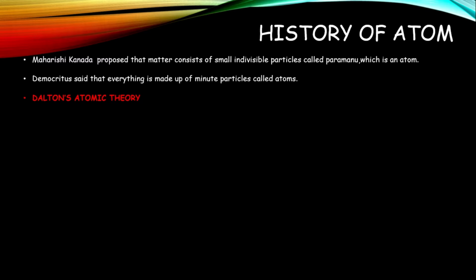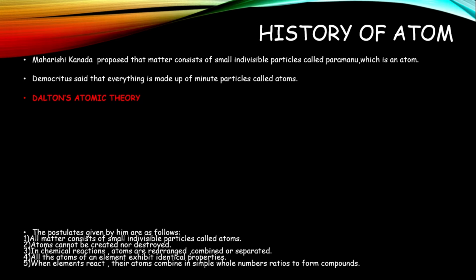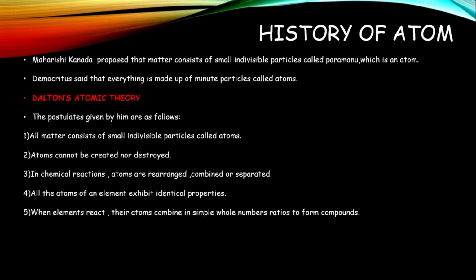Dalton's atomic theory has certain postulates. He said that all matter consists of small indivisible particles called atoms. Atoms cannot be created nor destroyed. In chemical reactions, according to him, atoms are only rearranged, combined, or separated. All the atoms of an element exhibit identical properties. When elements react, their atoms combine in simple whole number ratios to form compounds. But later it was seen that most of his experimental observations could not answer many questions, and most of them were found to be mere assumptions.